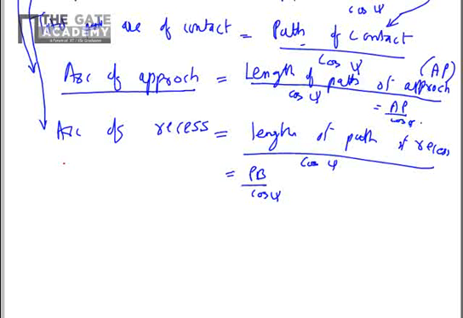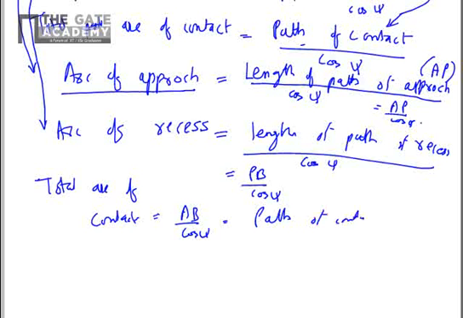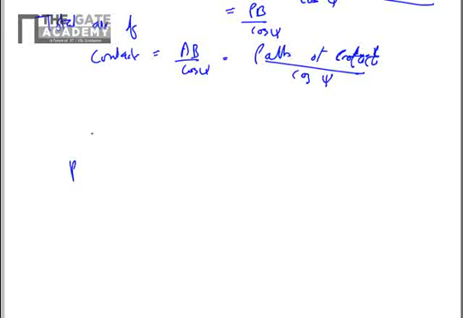And total arc of contact, length of arc of contact, is equal to AB by cos xi, equal to path of contact by cos xi. I'll just write down the path of contact formula again here so that you can remember it. Just to recap it.